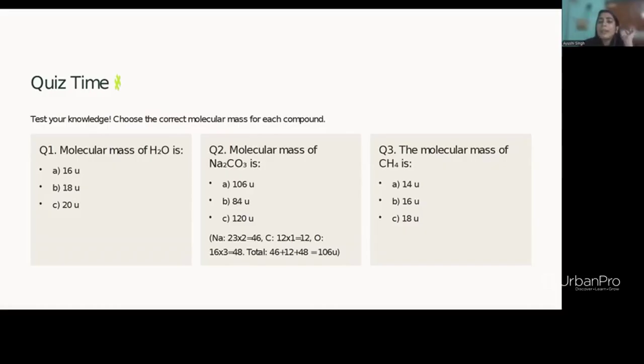Molecular mass of Na2CO3. This you have to find out. I have already given you the calculations and everything, so you just have to put it in and solve it. The answer is kind of clear there, written there. I have forgotten to take off the answer, but it's fine. Now, the molecular mass of CH4 is 14U, 16U, or 18U. That you have to figure out by yourself.